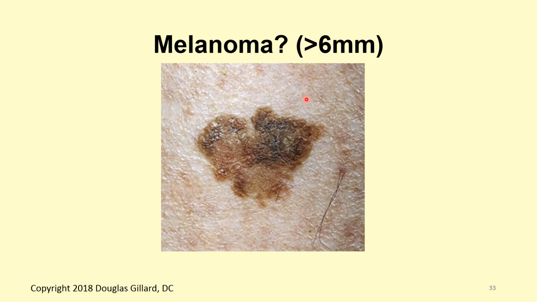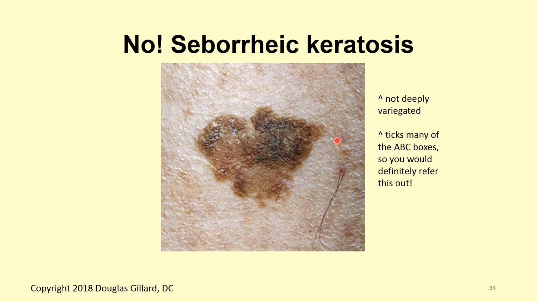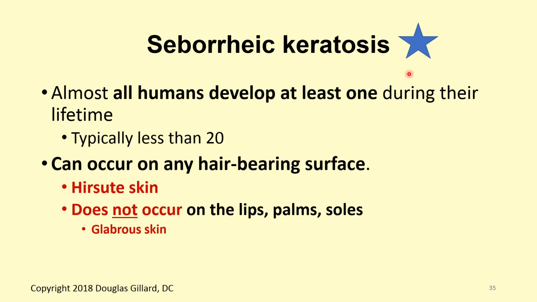If it's bigger than an eraser tip, if you can't fold it in half, it's all funny shaped, and if it's variegated, we got dark brown here. Variegation means different colors, like multicolored, aka variegation. Light over here, kind of even white over here. You got to send that out because melanoma, malignant melanoma, can look just like that. This one turned out to be SK, seborrheic keratosis, but you can't take that chance.